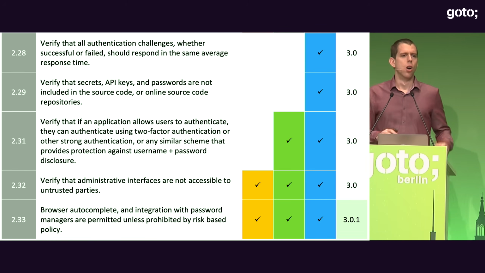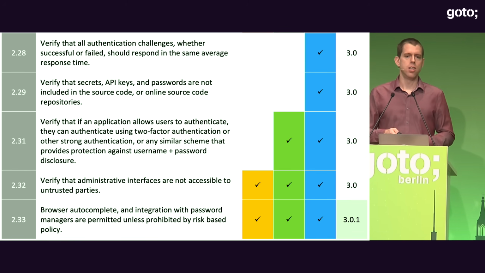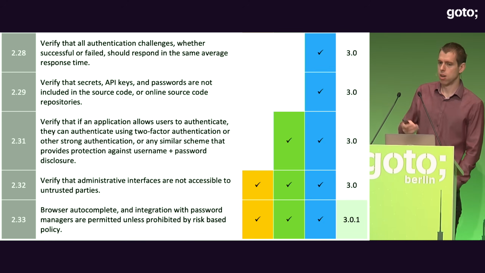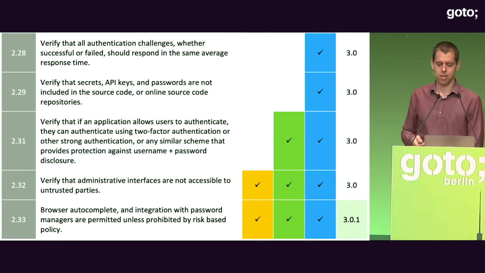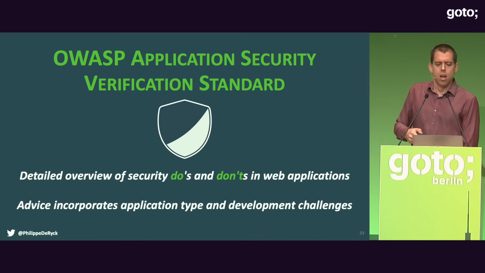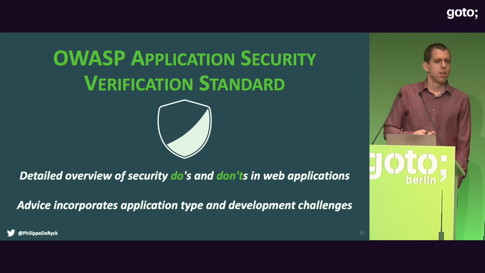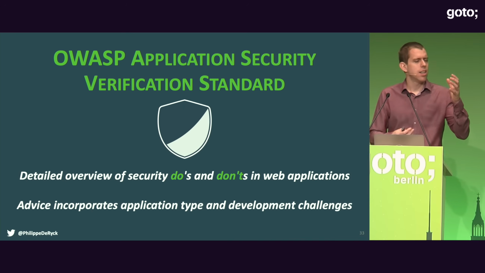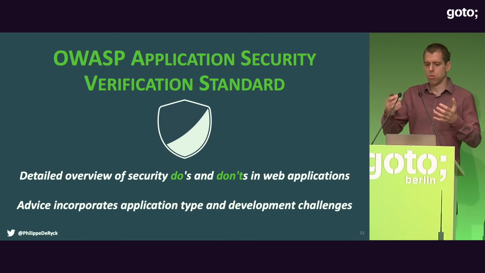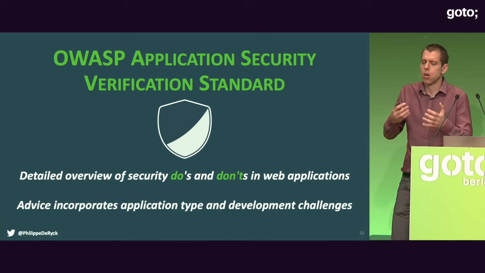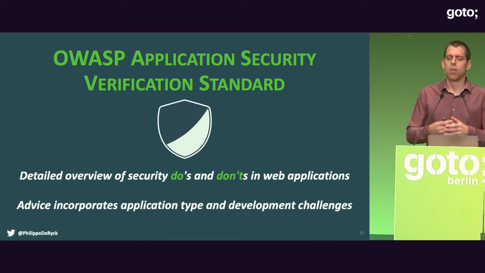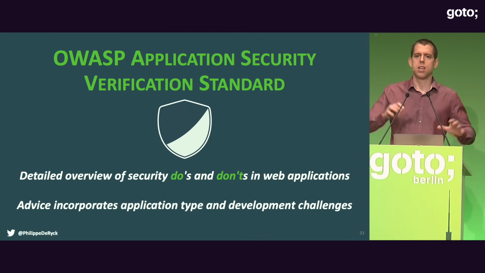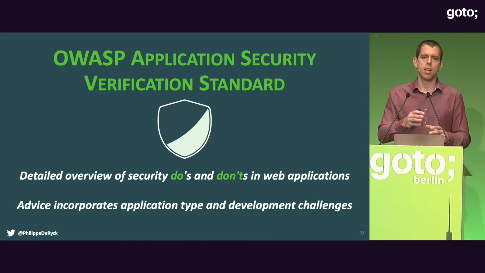I'm not going to go over each of these categories in detail because that's going to bore you and it's also going to bore me. So let's not do that. The OWASP ASVS is actually a detailed overview of do's and don'ts. It's not a checklist that you can use directly, but it's a starting point. It tells you, in all of these areas, this is what's happening, and these are the things you should be taking into account.